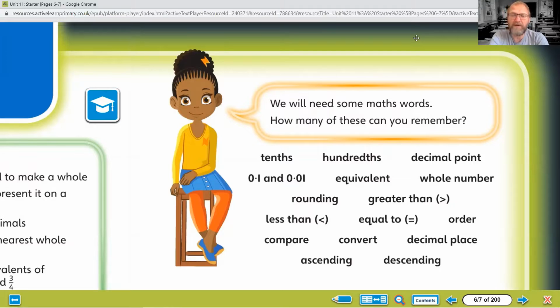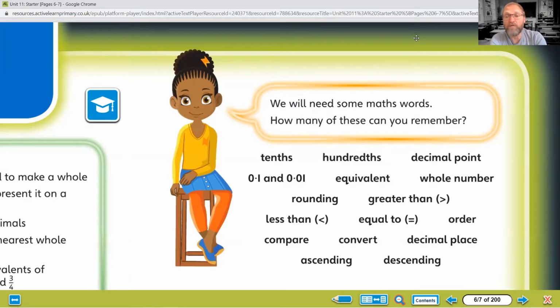Rounding means to simplify a number. So we might be rounding decimal numbers to the nearest whole number. We've got the signs for greater than, less than, and equal to. If we order numbers, we usually order them from smallest to highest or highest to lowest. And when we're comparing numbers, we're seeing if a number is bigger than another one or smaller than another one or the same as. To convert, we might be converting fractions into decimals or decimals into fractions.